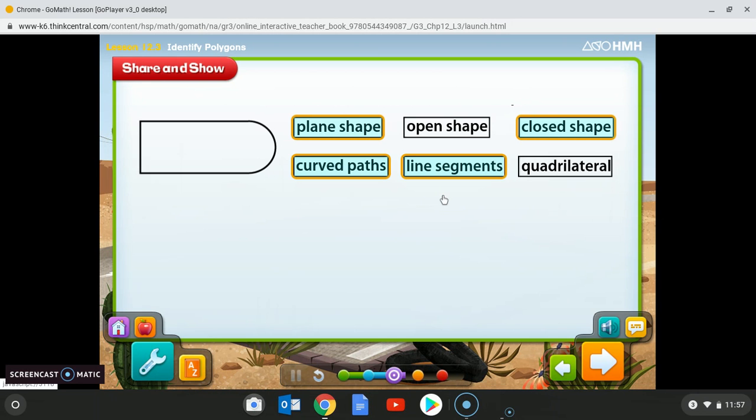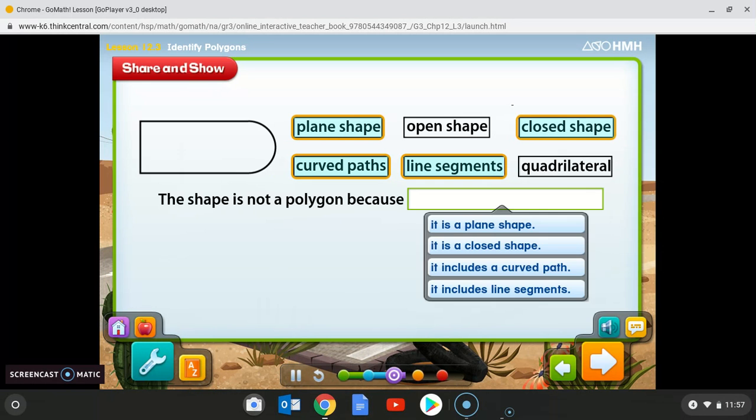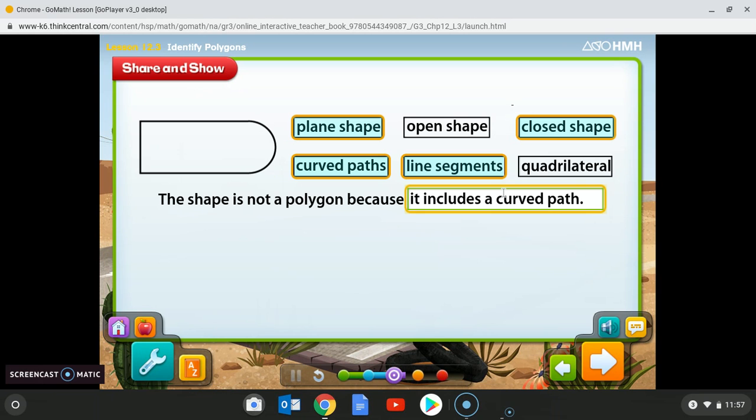So let's check our work. It is correct. So, would you be able to call this a polygon? The answer is no. It is not a polygon because why? It's a plane shape, it's a closed shape, it has line segments, but it includes a curved path. The reason it is not a polygon, oops, I pressed the wrong one, is because it includes a curved path. Remember, it can't be a polygon because there's no angle and there's no side, okay?